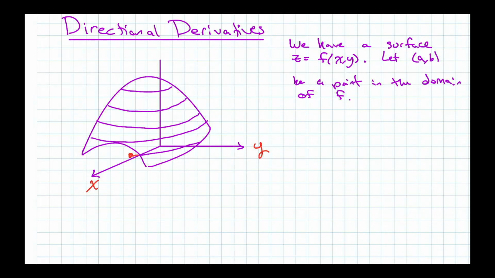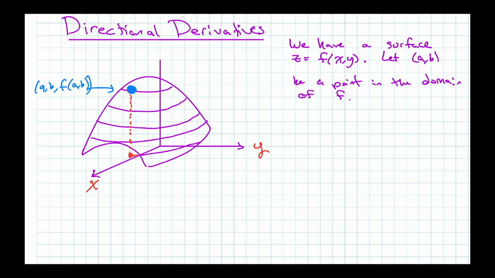Okay, so it's still in the xy plane. Now, of course, if you have a point like that, then there's going to be a point on the surface right above that point. Maybe it's right there. Pick a different color for that point. So maybe this point here is (a, b, f of (a, b)), because the function value is giving you the z value.